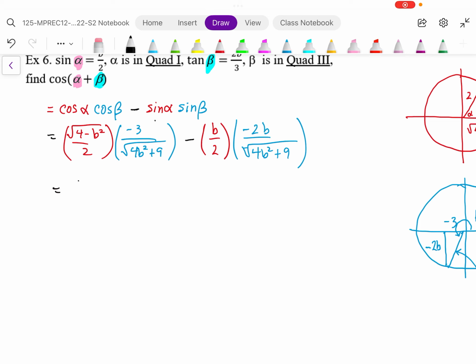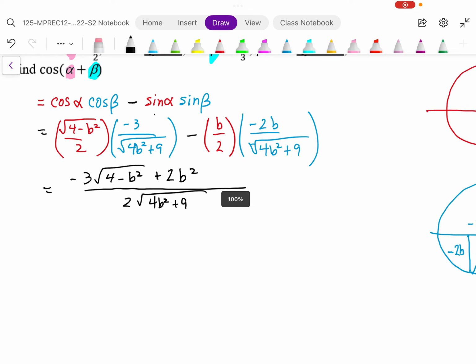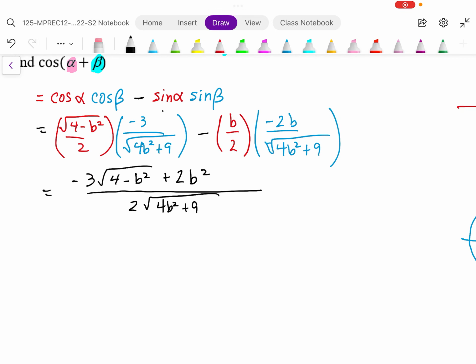So I'm just going to simplify this and combine like terms. In this case, there are not many like terms I can include here. For the denominators, I'm going to have a common denominator. So my denominator is going to be 2 times the square root of 4b squared plus 9. And then the rest of this, negative times negative is positive. 2b times b is 2b squared. And that's as far as I can go because there are no other terms I can combine together. So there's my final answer.